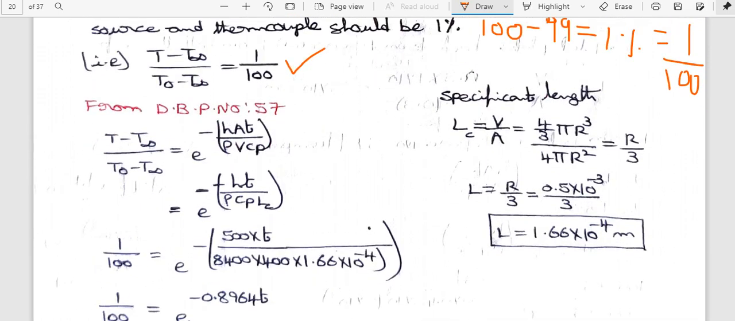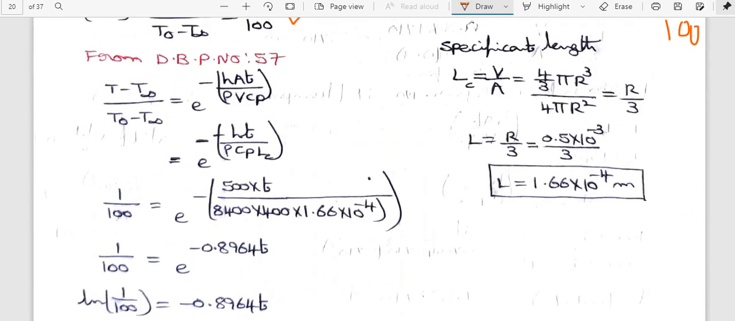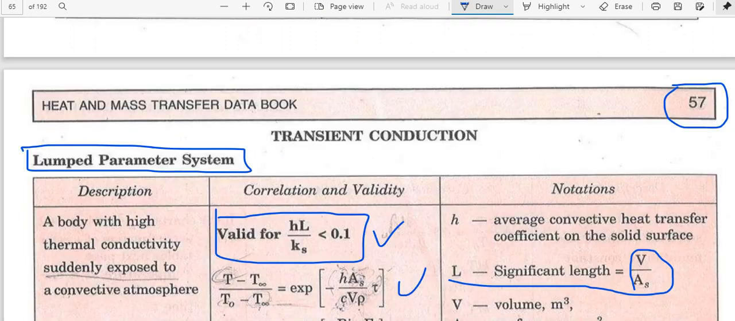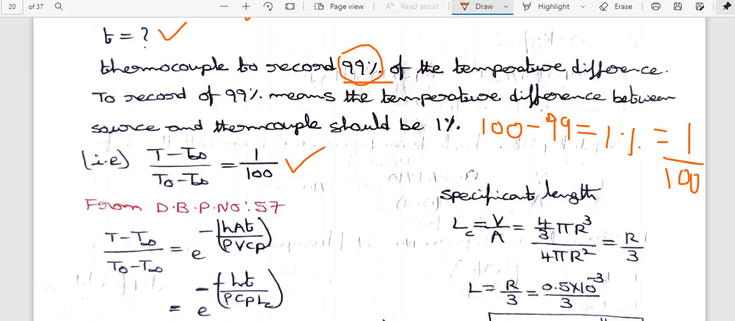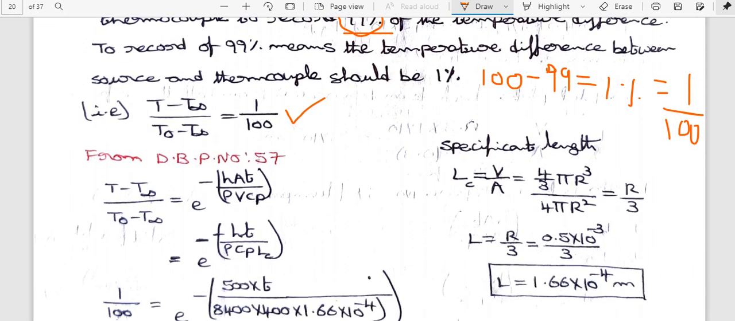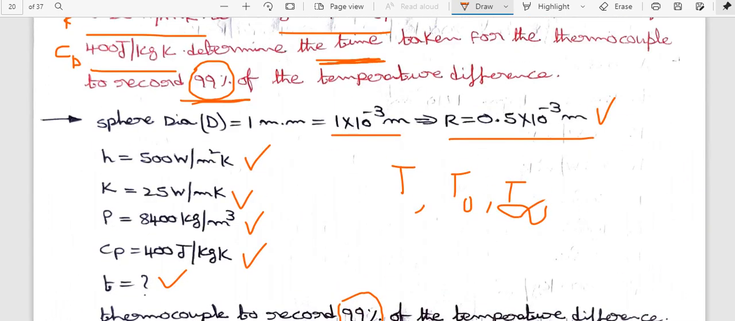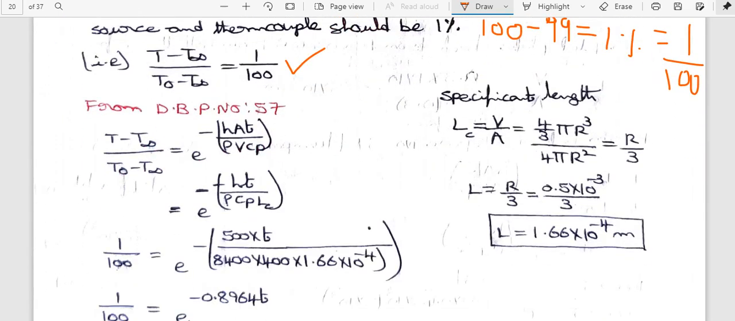First we have to check the LC value. First we have to calculate the LC value, the characteristic length. V by A, volume by area, is equal to R by 3. So what is the R value? R value is equal to 0.5 into 10 power minus 3. So here it is 1.66 into 10 power minus 4.